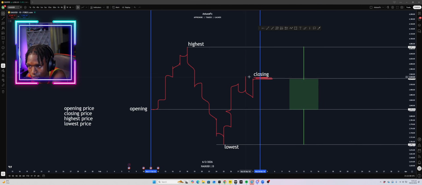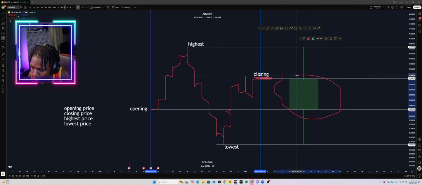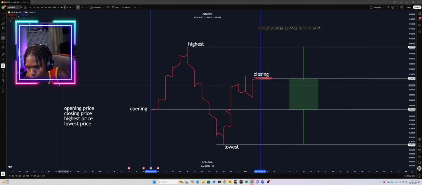The wick is basically from the closing or the opening to the highest and the lowest. That forms the wick. So this opening here and then to the lowest, this is the wick to the downside, and then this is the highest and then this is the closing, so that's the wick to the upside as well. And then the opening to the closing creates the body of the candlestick here. I hope that makes sense. Very simple. The body of the candlestick is right here, and the wicks are basically the highest and the lowest price it has gone within that time.